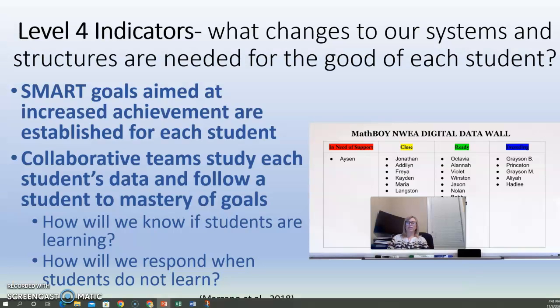The Level 4 indicators help leaders and teachers to answer the question, what changes to our systems and structures are needed for the good of each student? 4.1 says that SMART goals aimed at increased achievement are established for each student. Level 4.2, collaborative teams study each student's data and follow a student to the mastery of their goals.